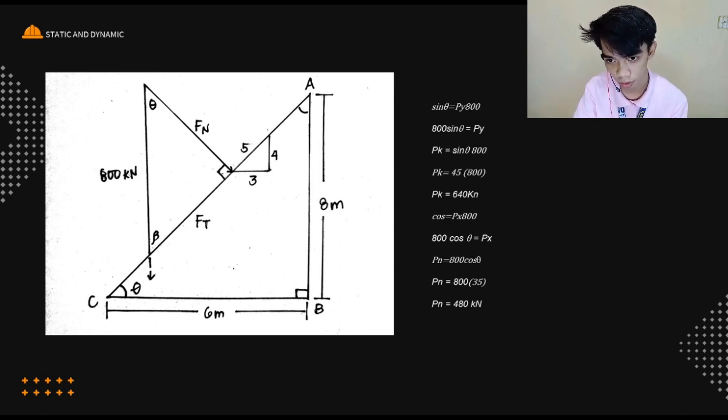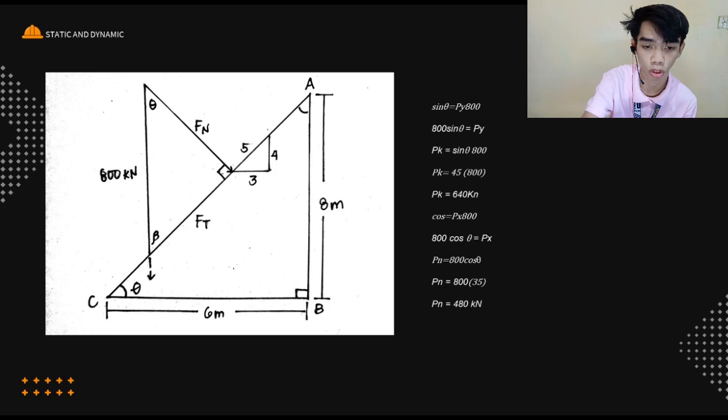Then, the tangential force of F, cosine theta, is equal to cosine theta times F. So, 800 times 3/5, the answer is 480 kilonewton.